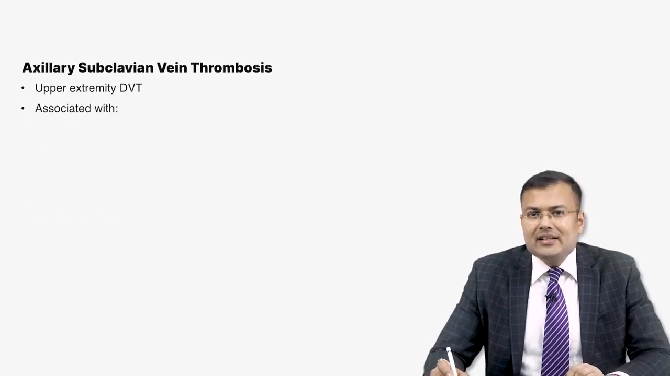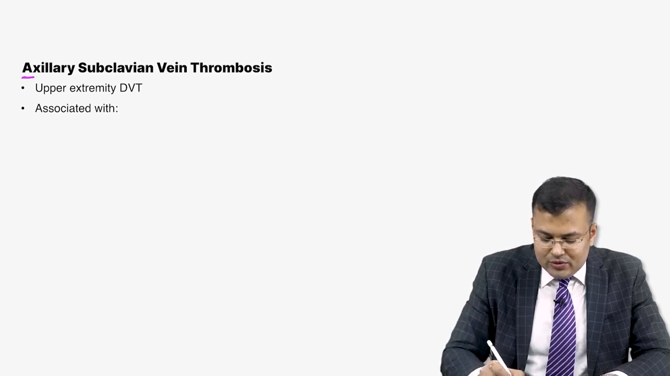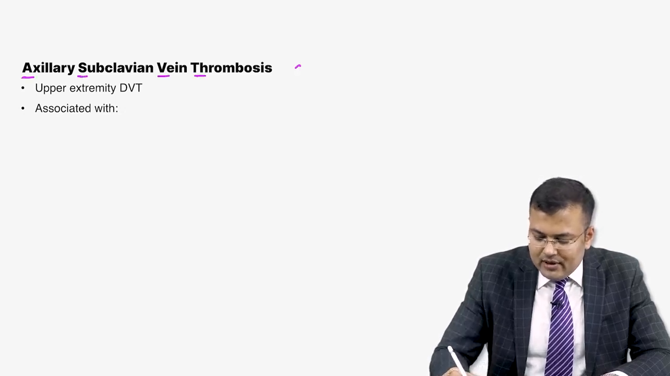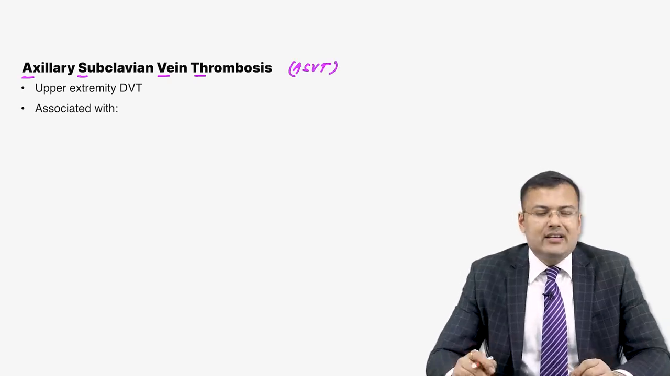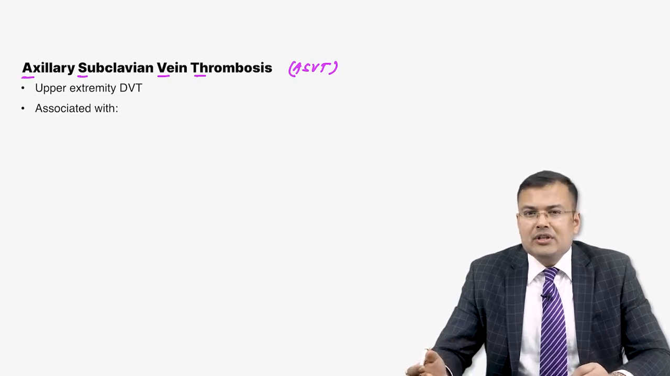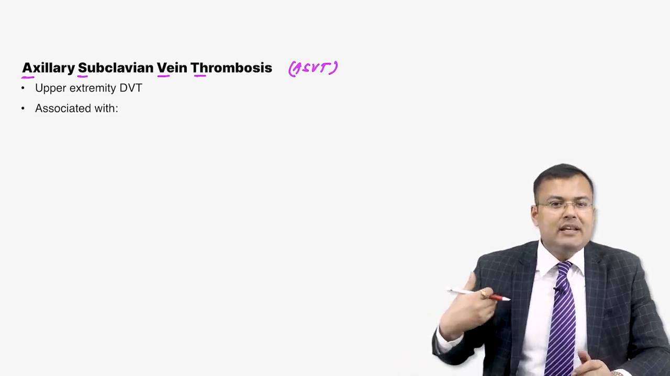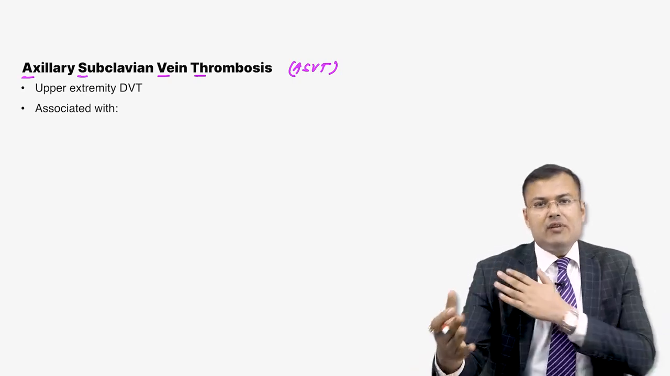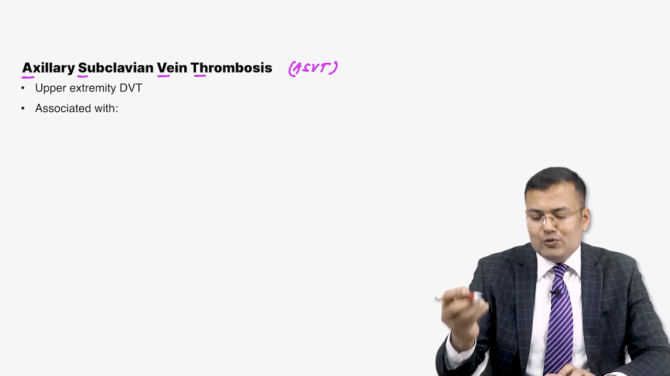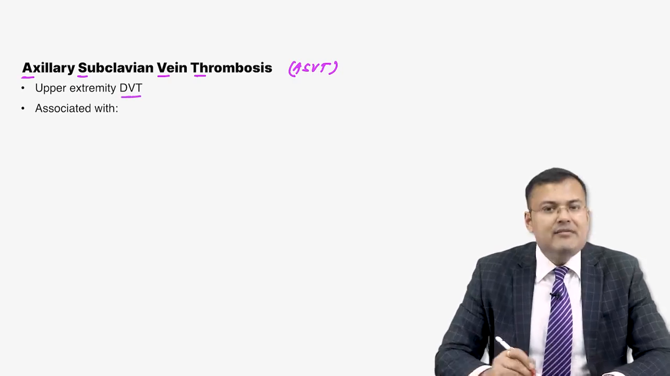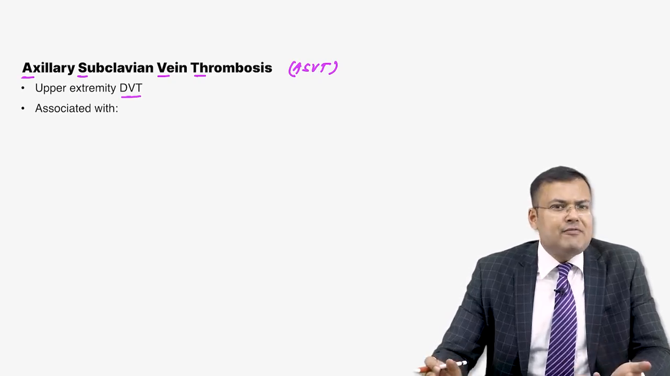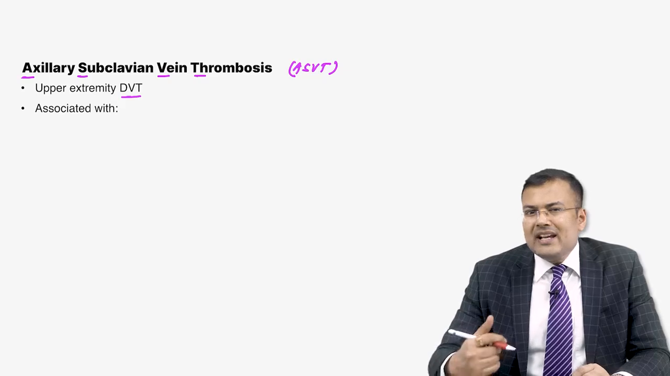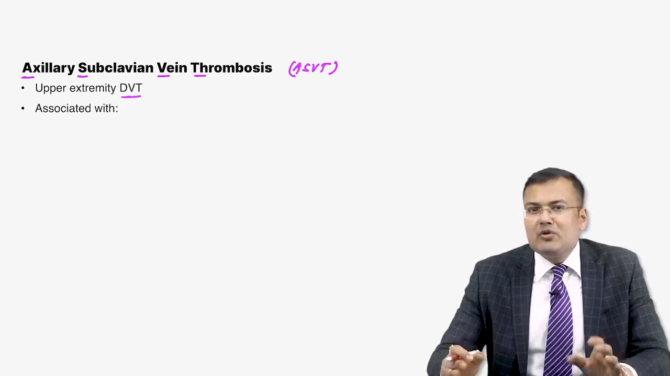Next is axillary subclavian vein thrombosis. In short, it is known as ASVT. Here you can see that in this case there is venous thrombosis of the axillary vein and subclavian vein. So this is involving the upper extremity. That's why it is also known as upper extremity DVT. We discussed that if a patient has lower extremity DVT, there is risk of pulmonary embolism. In upper extremity DVT also there is risk of pulmonary embolism.